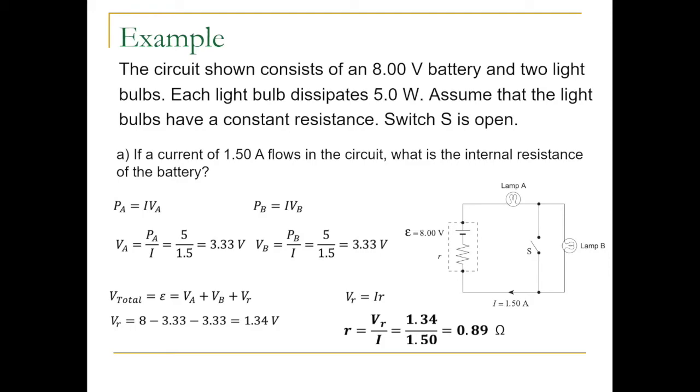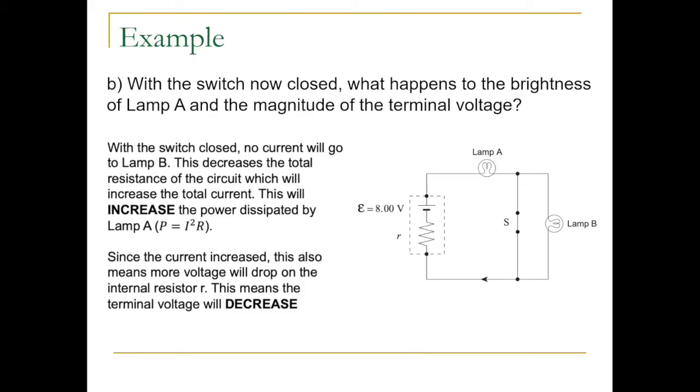Part B now has us close the switch and asks what happens to the brightness of lamp A and the magnitude of the terminal voltage. This is a classic conceptual question that teachers love to ask because it makes us understand the behavior of the current in a circuit and why this switch was so important.